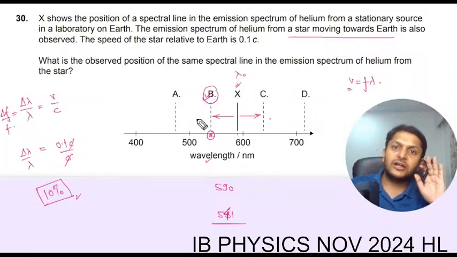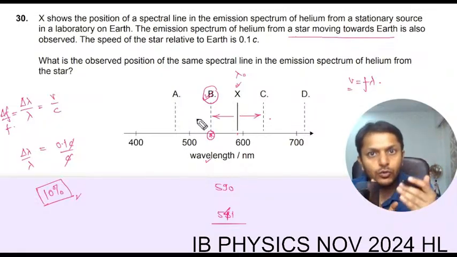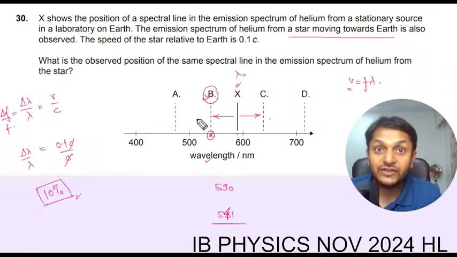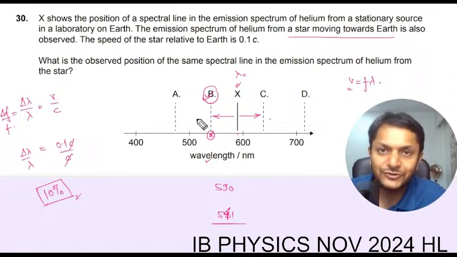Why? Because the bodies are coming closer. The star is coming closer to Earth. It means that the frequency is increasing, meaning the wavelength is decreasing. Hence, B will be the correct answer.